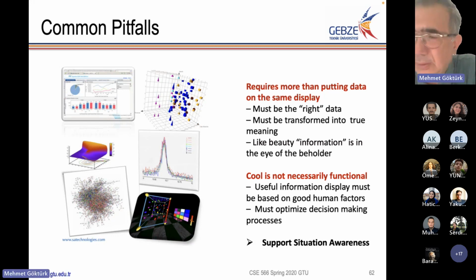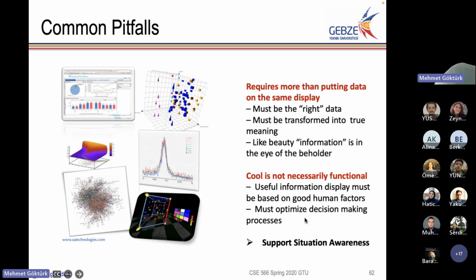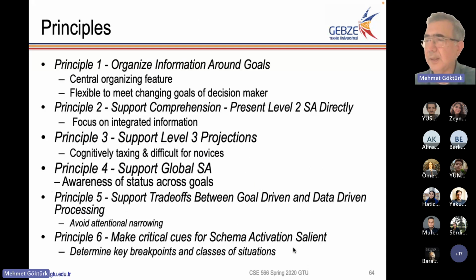Cool is not always functional, so this is important. Cool is not always good. Useful information must be based on good human factors, and it has to optimize the decision-making process. That means it should support the situation awareness process. There are principles.